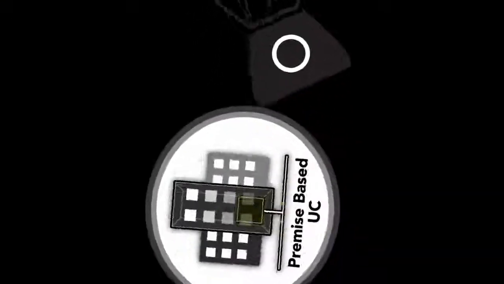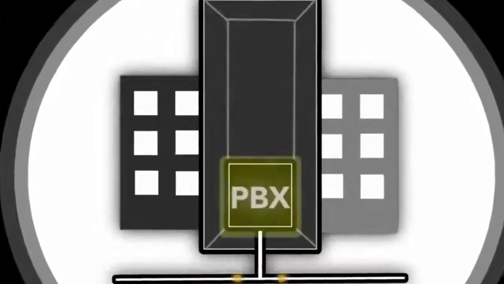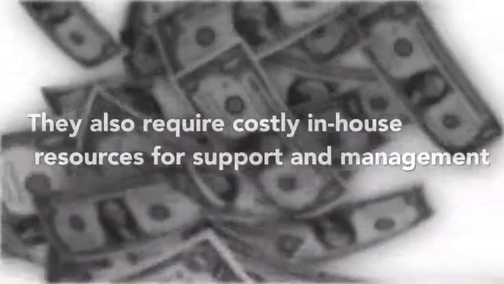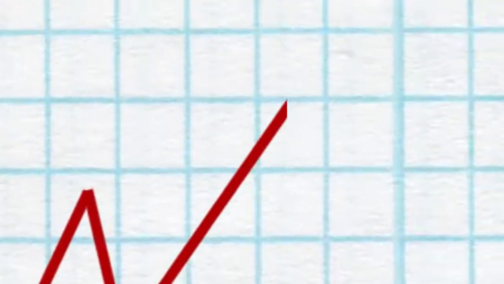On-premise UC solutions place a PBX at the user's site for call control. PBX devices are not only expensive to buy and maintain, but also require costly in-house resources for support and management. For these reasons, the popularity of on-premise UC is rapidly declining.